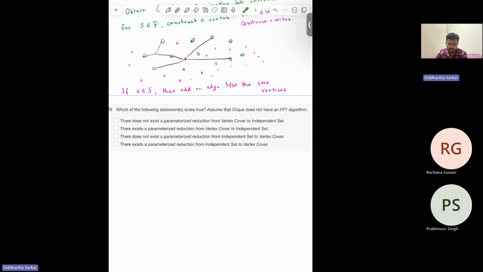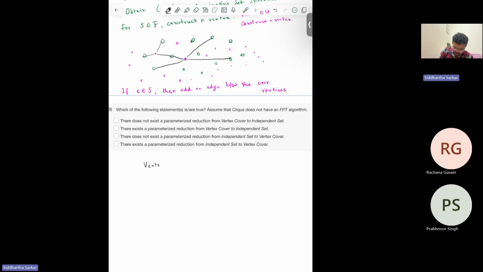So cliques are complicated enough. Finding the largest clique in a graph is complicated enough that it doesn't have an FPT algorithm, that we can assume. So with this assumption, let us look at the first statement. There does not exist a parameterized reduction from vertex cover to independent set.